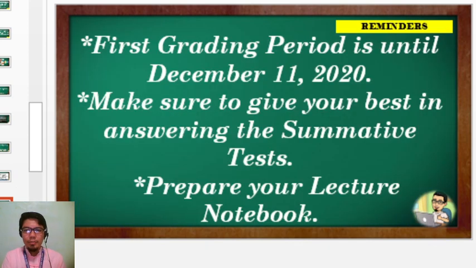So some important reminders: always prepare your notebook. Make sure to give your best in answering your summative tests. And our first grading period is until December 11, 2020 only.